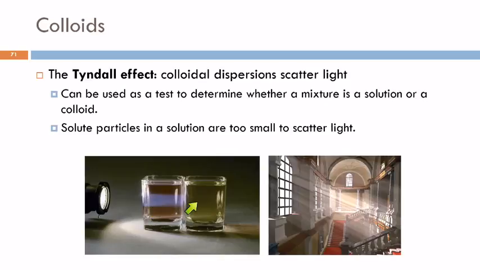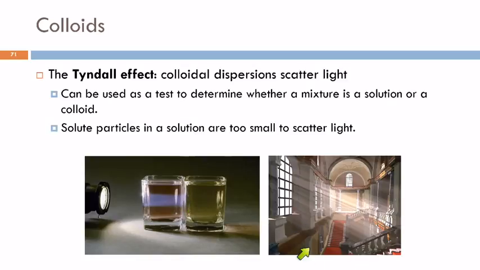So here we have two containers with clear liquids in them and a flashlight. We're shining the flashlight beam, and we can see the beam in this solution. We see the beam because the particles are large enough to scatter the light. In this solution, we can't see the beam. The particles are too small to scatter the light. This is a colloid. This is a true solution.